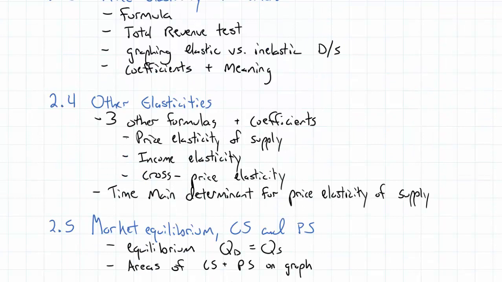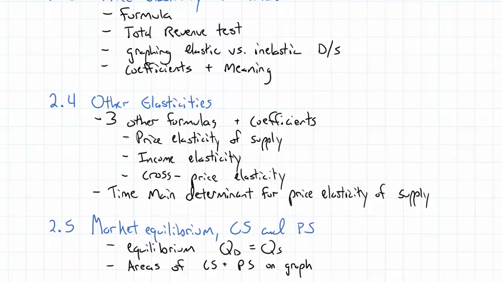The other 3 elasticities are going to be the price elasticity of supply, which is the percent change in the quantity supplied over the percent change in price. The other one's income elasticity, and that's going to be the percent change in the quantity demanded over the percent change in your income. And that one can give you a negative number, and if it's going to be a negative number, you're going to have an inferior good.